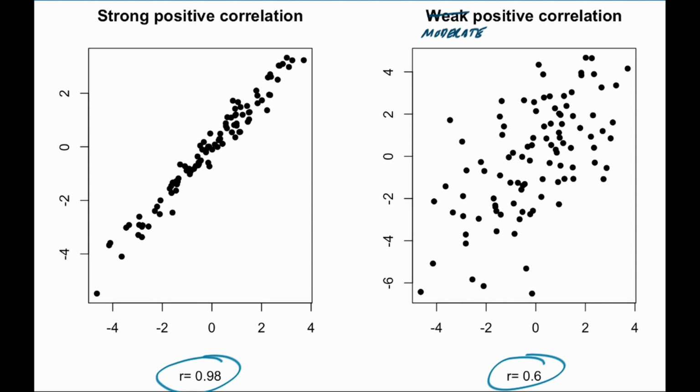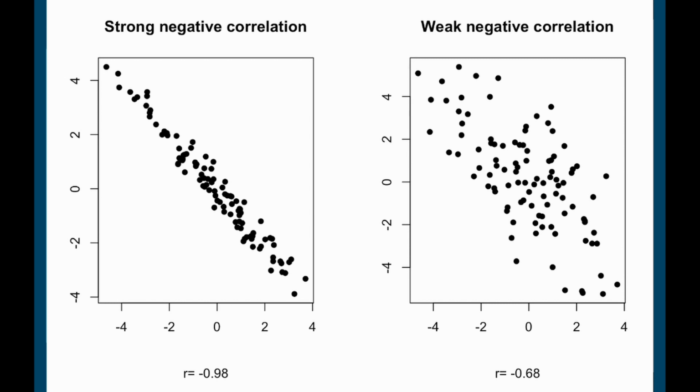If you're an ecologist and you get a result like the one on the left, the first thing you do is ask, what have I done wrong in my calculations? Here are a couple of negative correlations. Once again, we've got a very strong negative correlation on the left with a Pearson's R of -0.98. And on the right, once again, if you're a physicist, you'd call that a weak negative correlation with an R value of -0.68. And again, if you're an ecologist, you'd call that a moderate or a strong negative correlation.